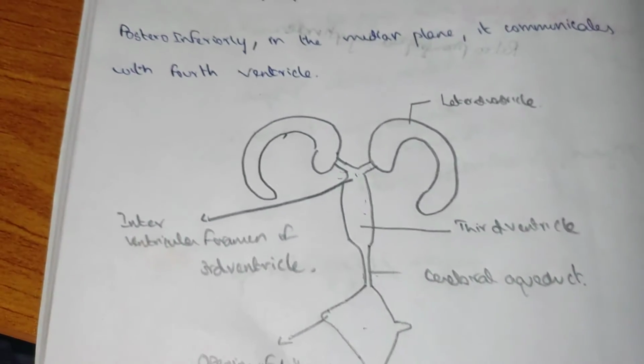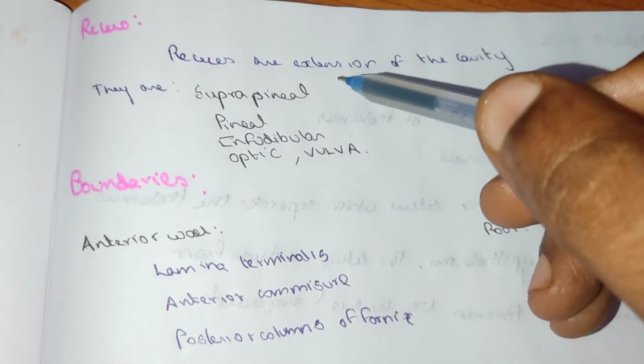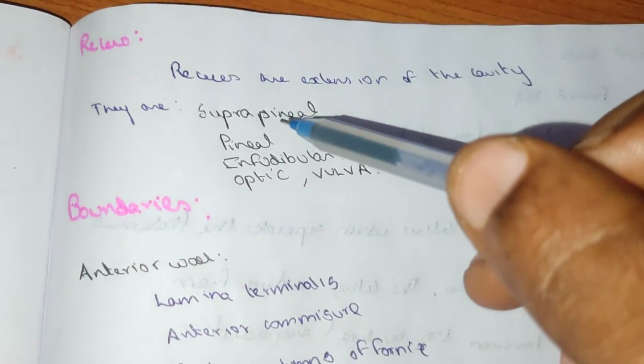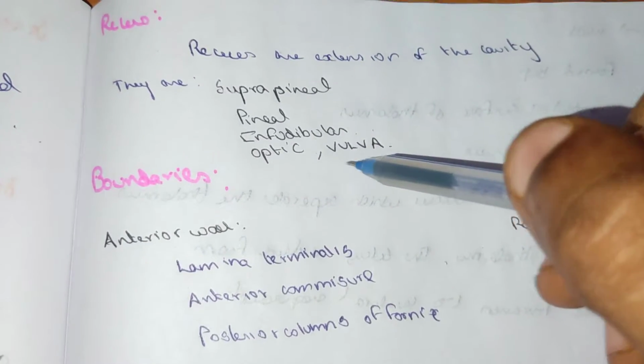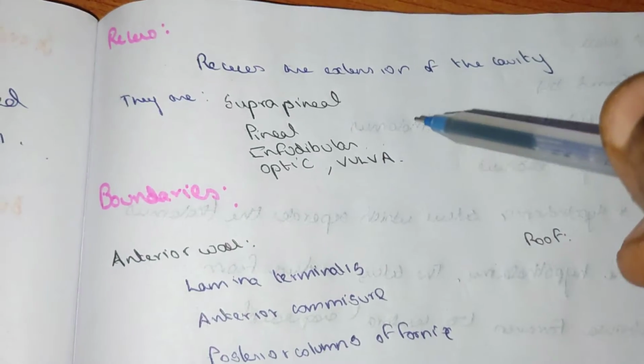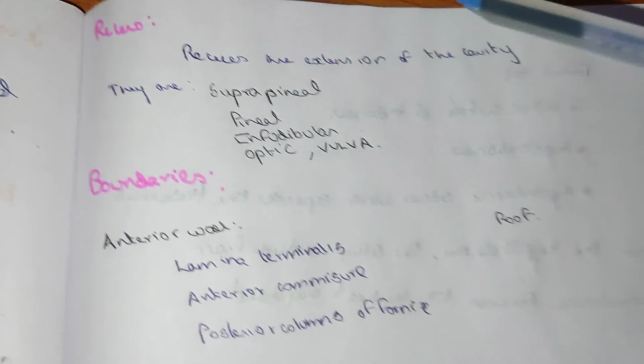Please do watch it. Now we will see the recesses of the third ventricle. The recesses are extensions of the cavity. They are the suprapineal, pineal, infundibular, and optic recesses. These are the recesses of the ventricle, which means the extensions of the cavity.